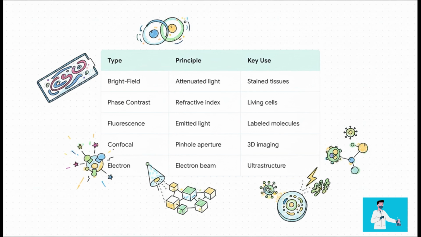A more advanced version of that is confocal, which uses a clever pinhole to block out-of-focus light, letting scientists build these stunningly sharp 3D images. And finally, of course, the mighty electron microscope, which uses electrons to see the truly tiny stuff, like viruses. Each one is a specialized tool for asking a different kind of question about the world.